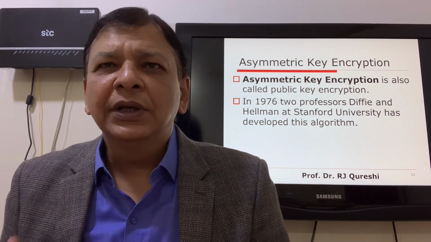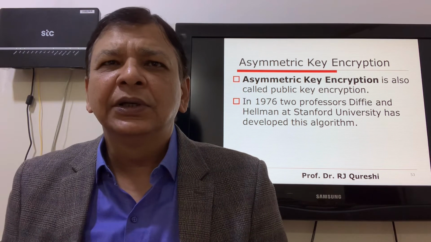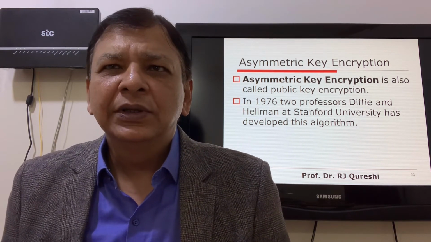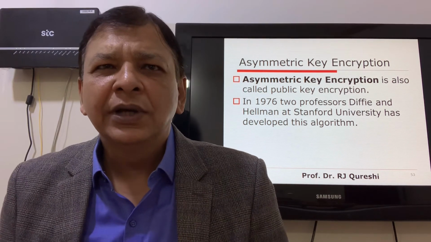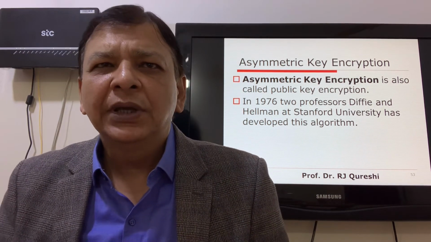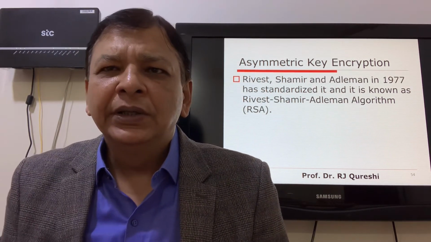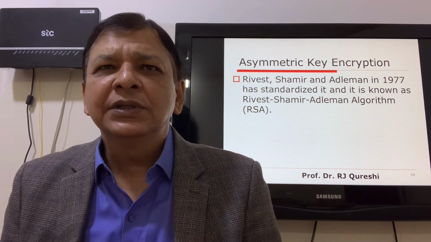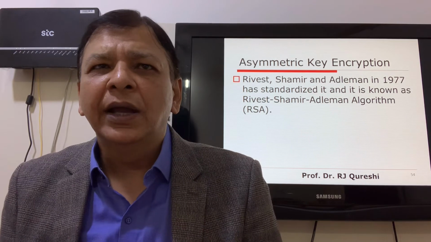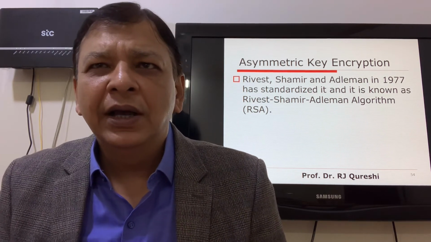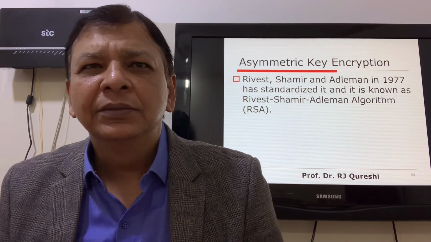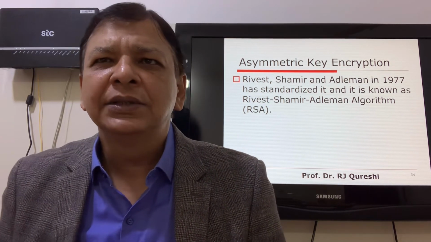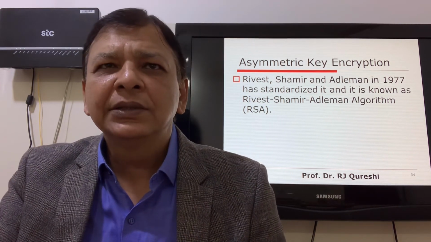Asymmetric encryption is also called public key infrastructure or public key encryption. In 1976, two professors named Diffie and Hellman at Stanford University developed this algorithm, but they did not patent or register it. Then three scientists, Rivest, Shamir, and Adleman, in 1977 standardized the asymmetric encryption algorithm, known as the Rivest Shamir Adleman algorithm, RSA. It is patented under their names.